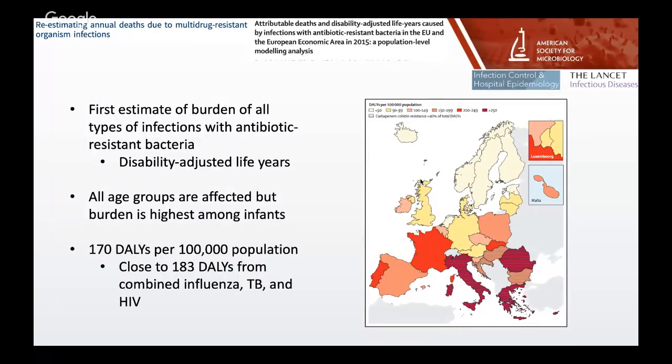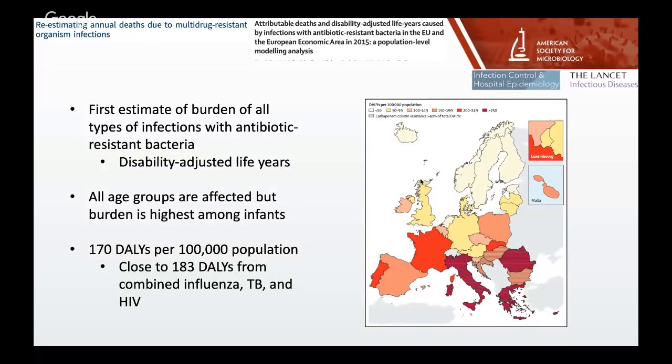Overall, for Europe, the summary was 170 disability adjusted life years per 100,000 population. And this is close to the total of 183 disability adjusted life years from the combination of influenza, tuberculosis, and HIV infection across Europe. So this is a very serious problem, and I think it really highlights the negative effect that these drug resistant organisms can have on societies. So, of course, this is a pretty big deal.